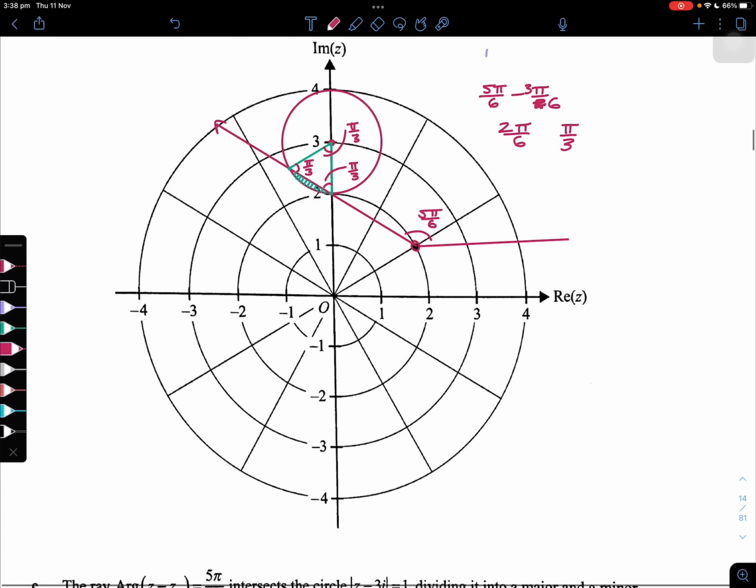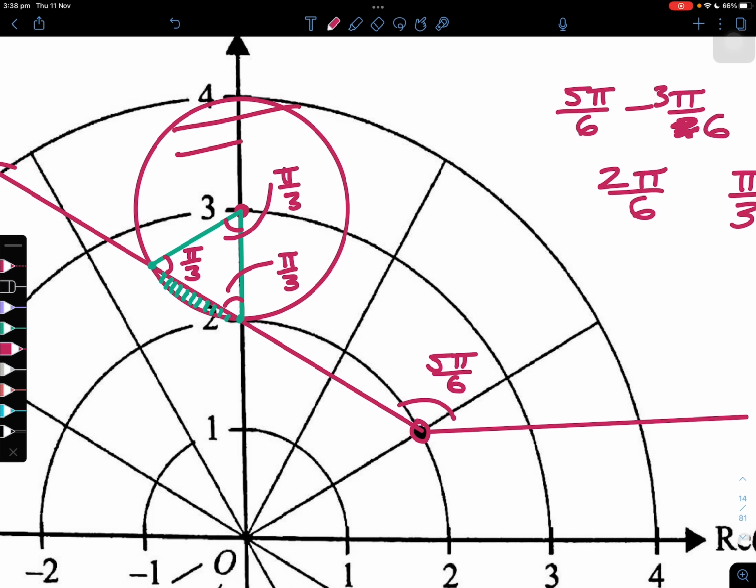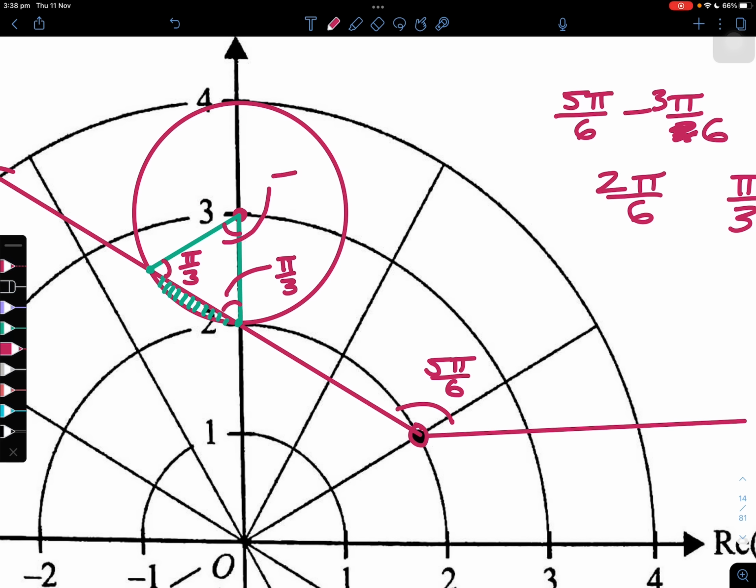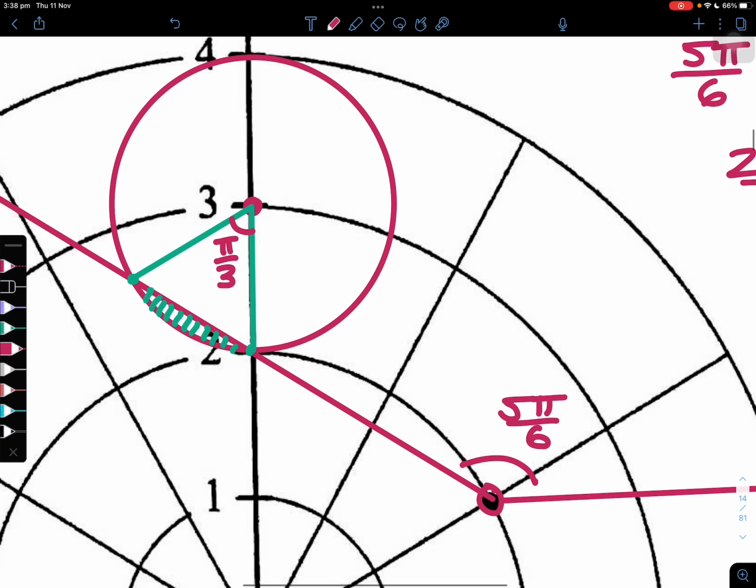Now, going to the actual area, what I would do is I would find the area of this whole circle, okay? And then what I would do is, actually, let's rub these out just a bit for clarity. We know that this one here is pi on 3. That's the important one.